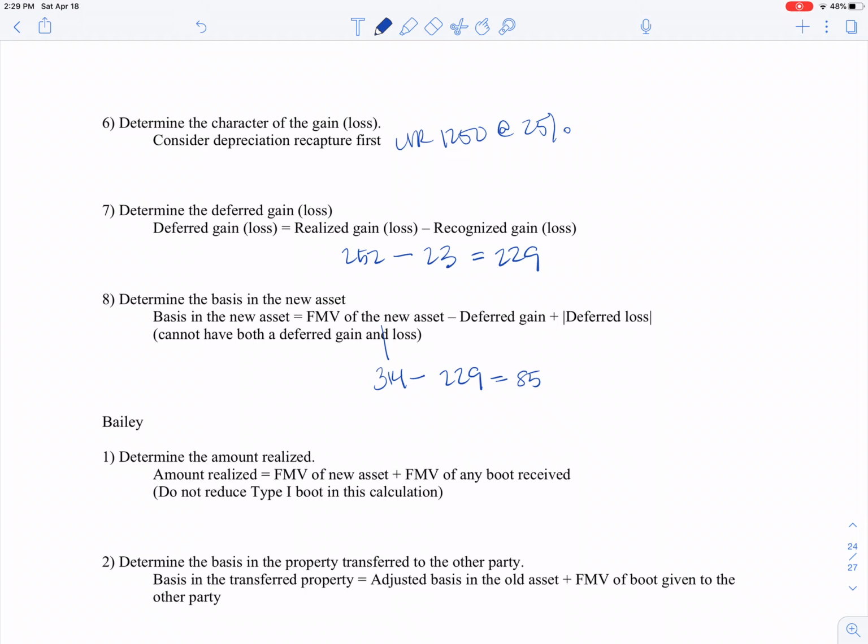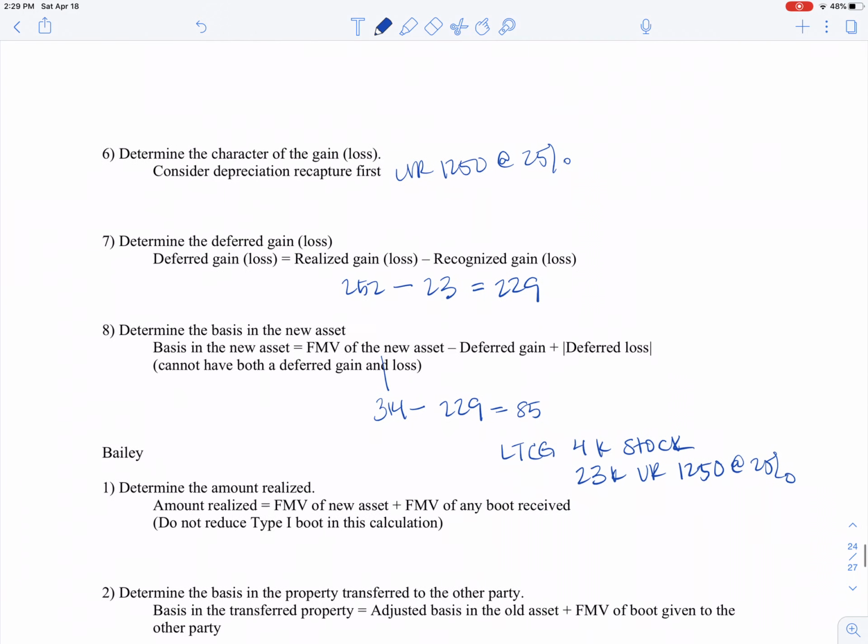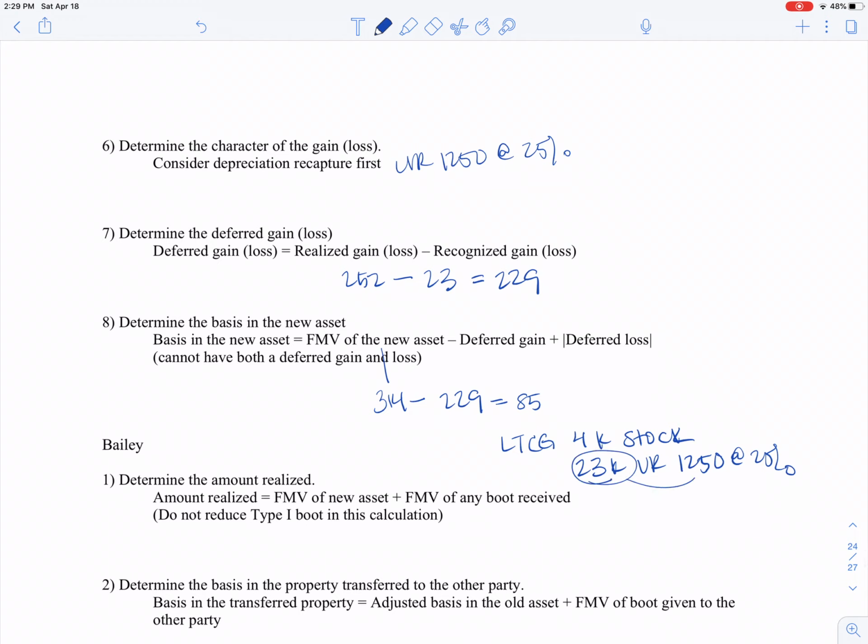Okay? And so we would have that $4,000 long-term capital gain from the very beginning from the stock that we would see. And then we would have some of this 23 of this unrecaptured 1250 at 25%. So when we're thinking about this gain of 23, that's the 1250 unrecaptured, and we have that 4,000 of long-term capital gain for a total of 27.